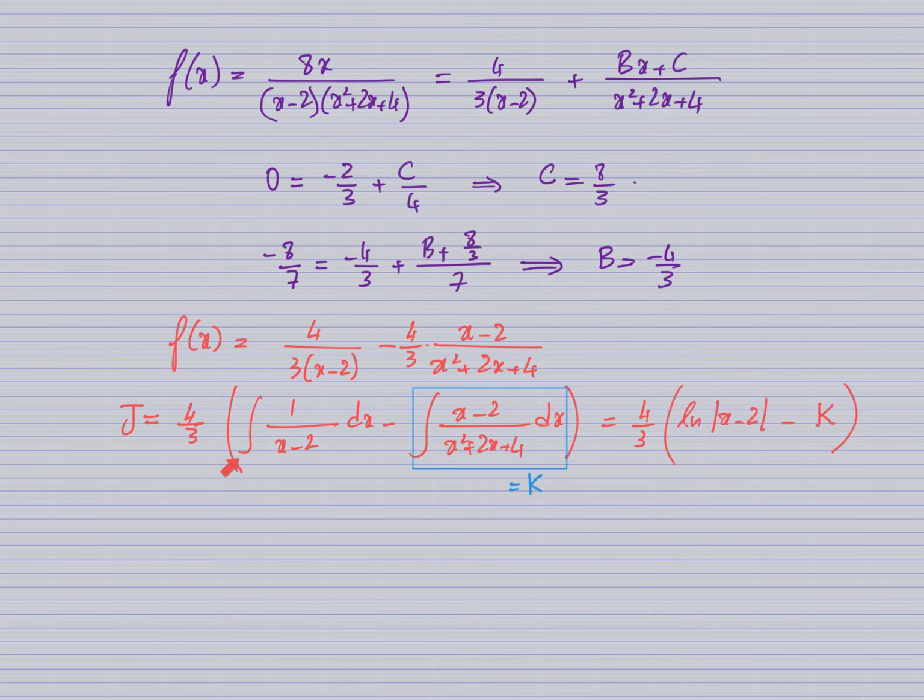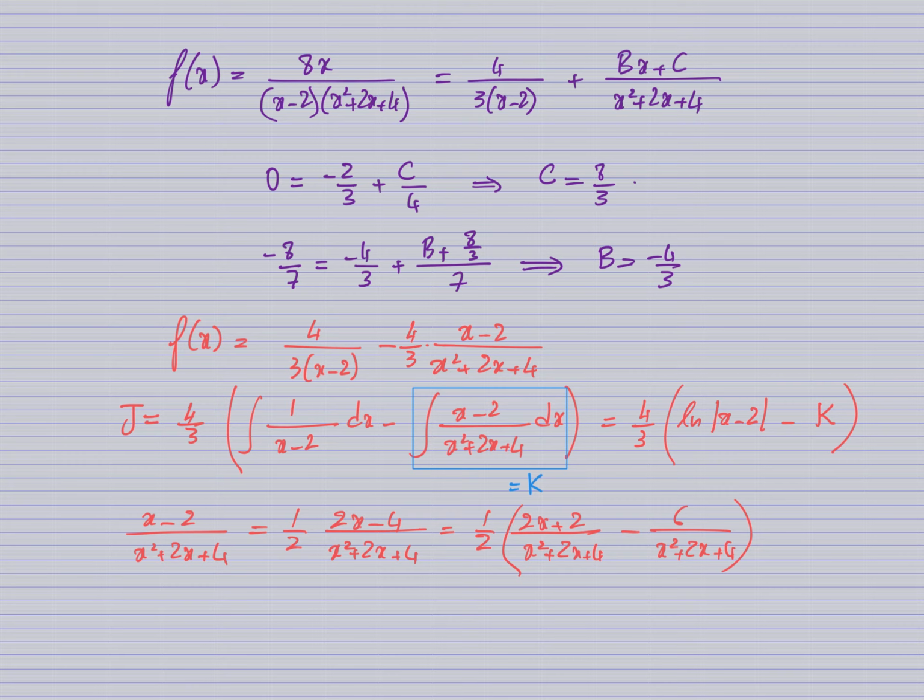The first part is straightforward, and let's call the second part K. Now to compute this integral K, we perform some algebraic operations so that the derivative of the denominator x^2 plus 2x plus 4, which is 2x plus 2, appears somehow in the numerator. Now this can be done by simply multiplying here the numerator and denominator with 2, and then by writing negative 4 as 2 minus 6.